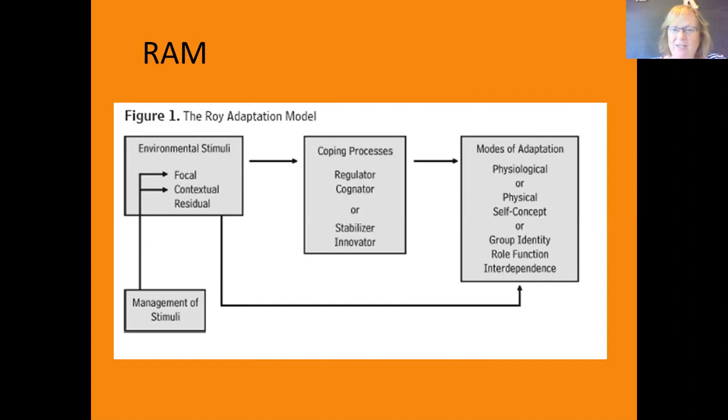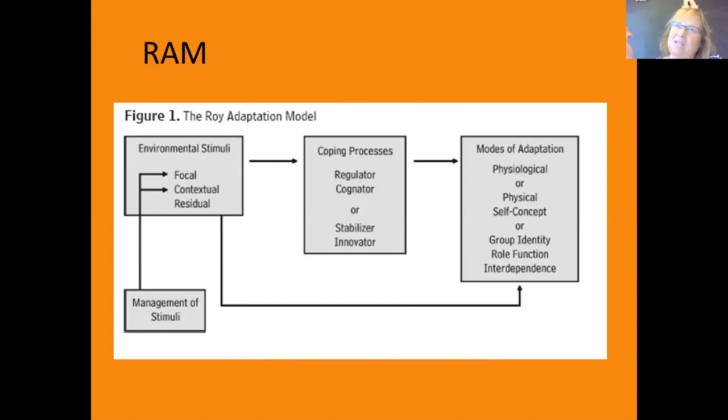The throughput occurs through the use of these coping processes. And so the coping processes are divided into 2 basic subsystems. For an individual, it's the use of the regulator-cognator subsystem, and we'll talk about that in a second. And for a group, family, or community, it's called the stabilizer-innovator subsystem, and we'll talk about that. And then finally, because of these environmental stimuli we experience, and then our use of coping mechanisms, we adapt.